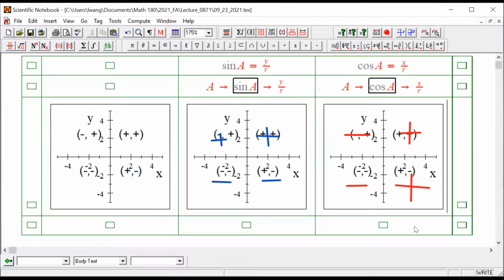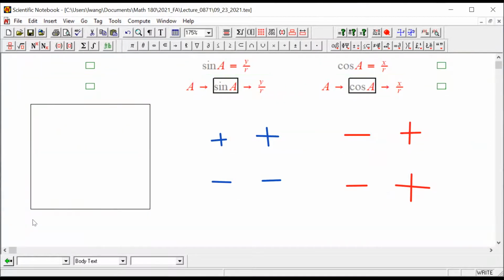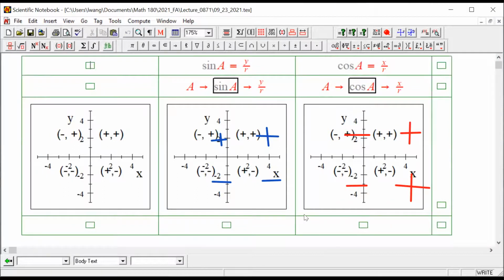Heavy marketer, sorry. Okay. And all right. So you guys working out the tangent and the secant.